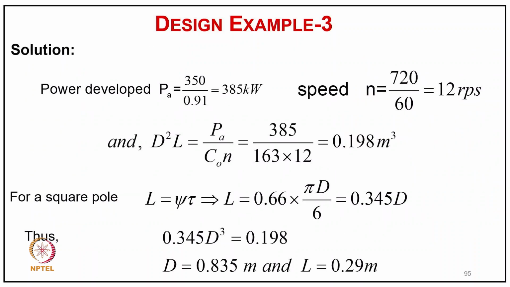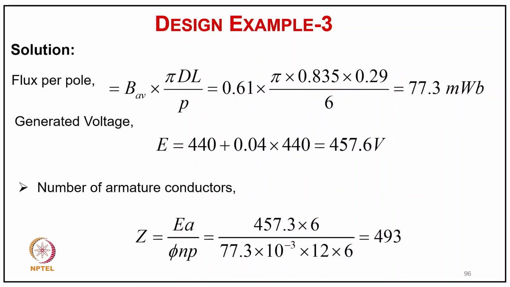Now coming to the solution. Power developed is P equal to output power divided by efficiency, that becomes 385, and speed is n equal to RPM upon 60, 12 RPS. D square L will be P upon CO, and so it comes to 0.198 meter cube. For square pole face, L equal to pi psi tau, so L becomes typically 0.345 D. Putting the value in the output equation, 0.345 D cube equal to 0.198, so D becomes 0.835 meter, and L is 0.29 meter.